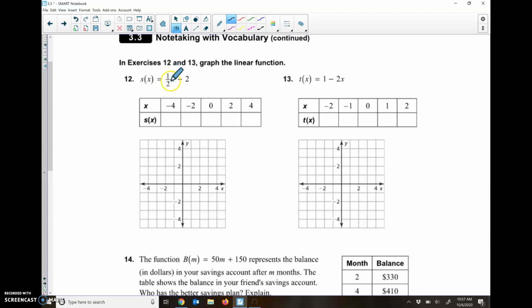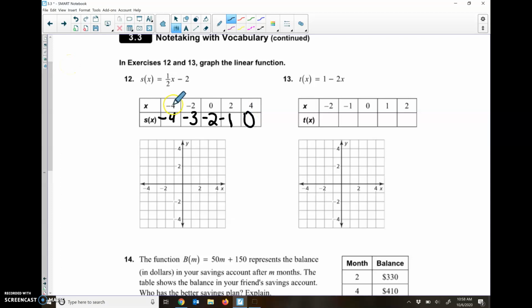So I have 1/2 X minus 2. And so if X is negative 4, half of negative 4 is negative 2. And negative 2 minus 2 is negative 4. Half of negative 2 is negative 1. Negative 1 minus 2 is negative 3. Half of 0 is 0. 0 minus 2 is negative 2. And we kind of see a pattern forming here. Half of 2 is 1. 1 minus 2 is negative 1. And then half times 4 is 2. And 2 minus 2 is 0.